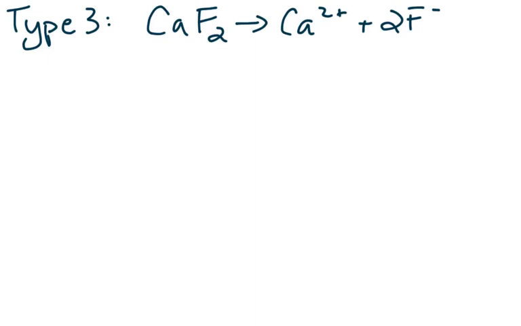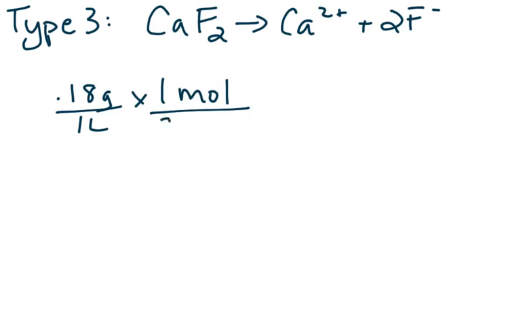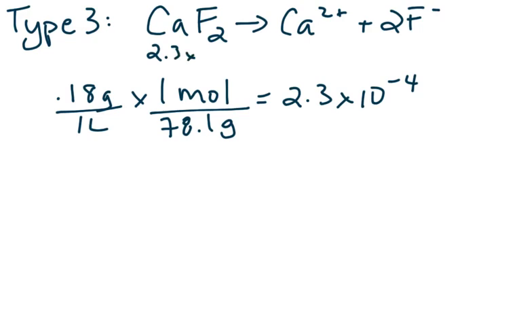Now with our type 3 problem, it's a little bit different because we are given the solubility in grams per liter instead of moles per liter. So after you write out the chemical and you dissociate it, like you see I've already done, we have to calculate the 0.18 grams per 1 liter into moles per liter. So you do that by using the molar mass of CaF2, which happens to be 78.1 grams. You do the math and you get 2.3 times 10 to the negative 4. So that means this is 2.3 times 10 to the negative 4. This is 2.3 times 10 to the negative 4.